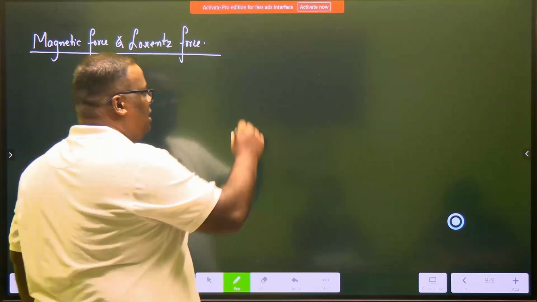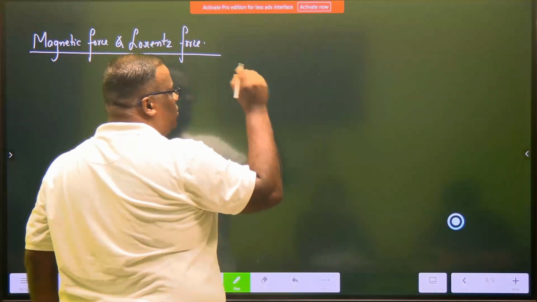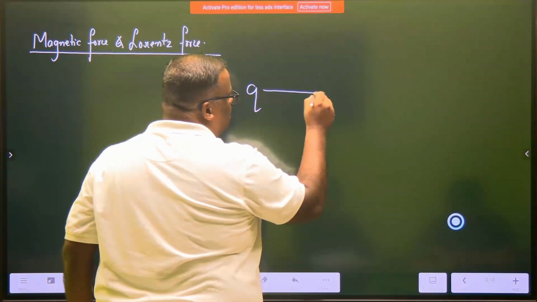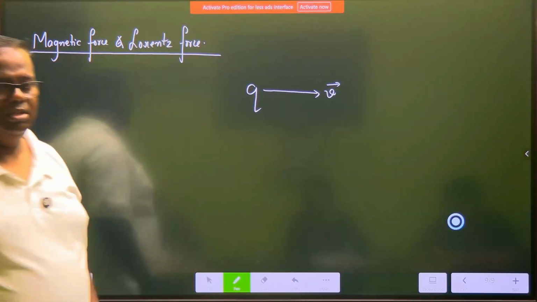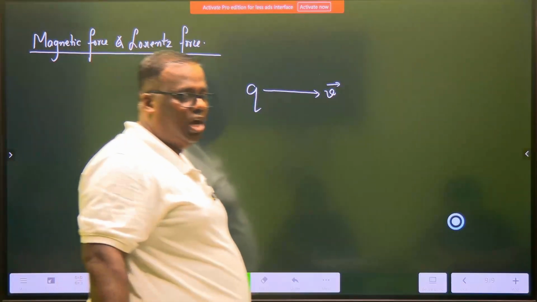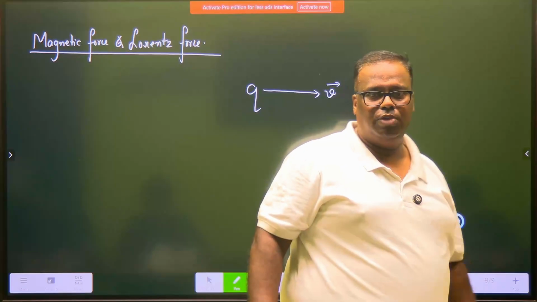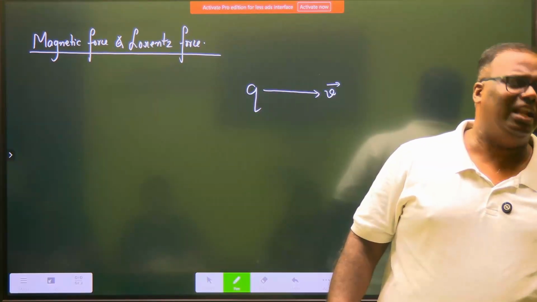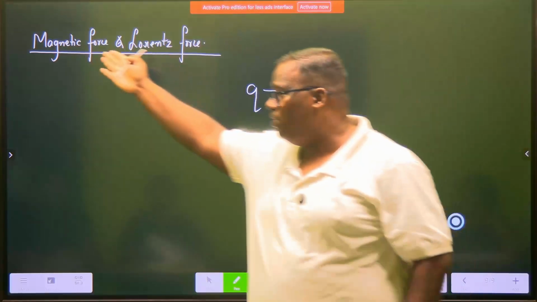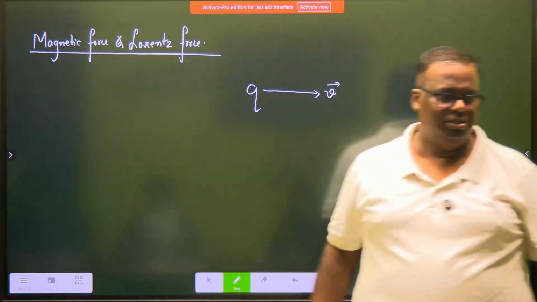Okay. There is a charge Q which is placed in space and is moving with a velocity v. Why did I bring the concept of moving with a velocity v? If it doesn't move, this force will not be born. Right?